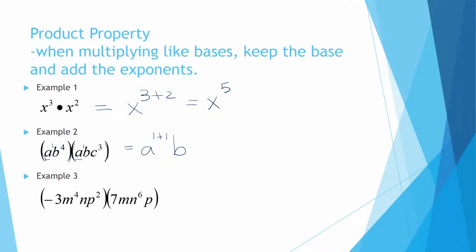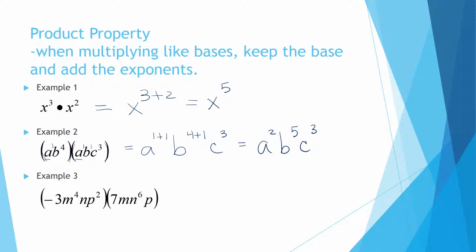Let's look at the b's. Keep the base and add the exponents 4. And again, there's that understood 1. So we'll take 4 plus 1. And for c, we only have the c in the second factor, c to the 3rd. So when we multiply these two quantities, ab to the 4th times abc cubed, we get a squared times b to the 5th times c cubed.